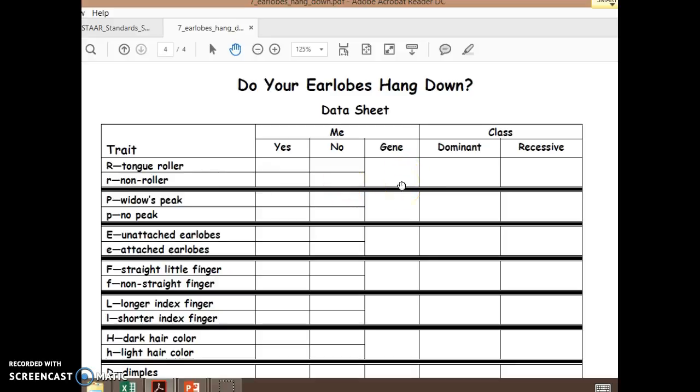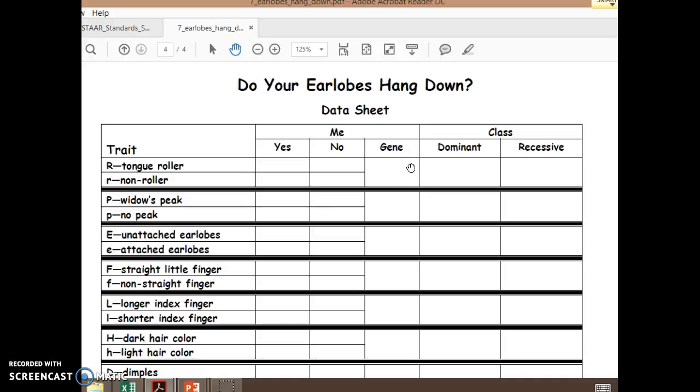If you are recessive, for example, if you cannot roll your tongue, then you would check no for little r, and you'd actually put 2 little r's. Because that means, if you're recessive, that means you've got a recessive trait from mom and a recessive trait from dad. So therefore you have 2 little r's, and we know that for sure because you cannot roll your tongue. And rolling tongues is a dominant trait. So if you cannot roll your tongue, you have the recessive trait, so you have 2 little r's.